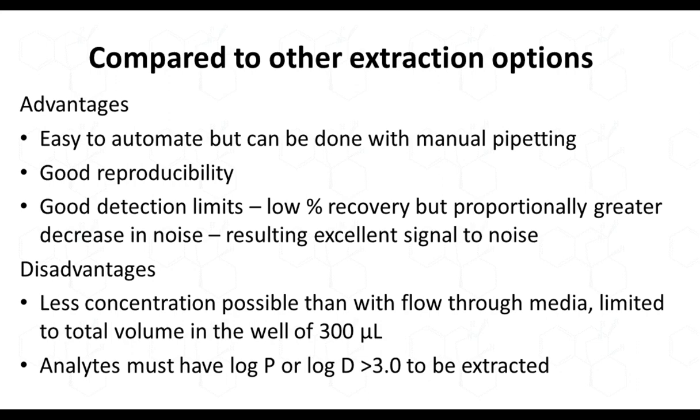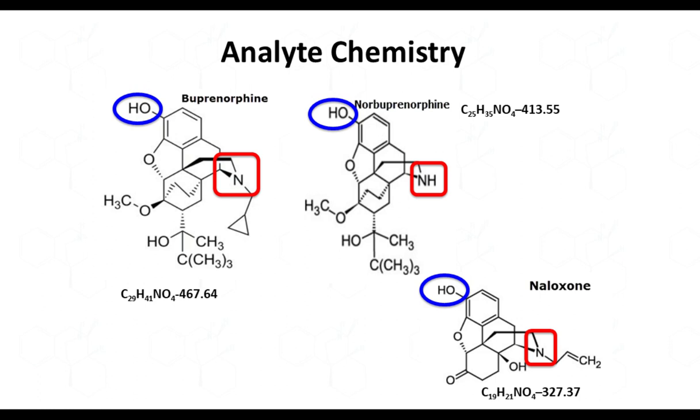Of course, there's always some disadvantages. There is less concentration that's possible. If you're using a flow-through media, anybody who does solid phase extraction knows you can put a very large volume through an SPE cartridge or plate. Whereas in this case, you're limited to a total volume in the well of 300 microliters, and that has to include your internal standard and your extraction buffer. Perhaps the biggest limitation in terms of the menu of compounds that can be tested with this technique is that it's applicable to nonpolar analytes. So they have to have a log P or log D, which is the pH-sensitive log P, that's greater than 3 in order to be extracted.